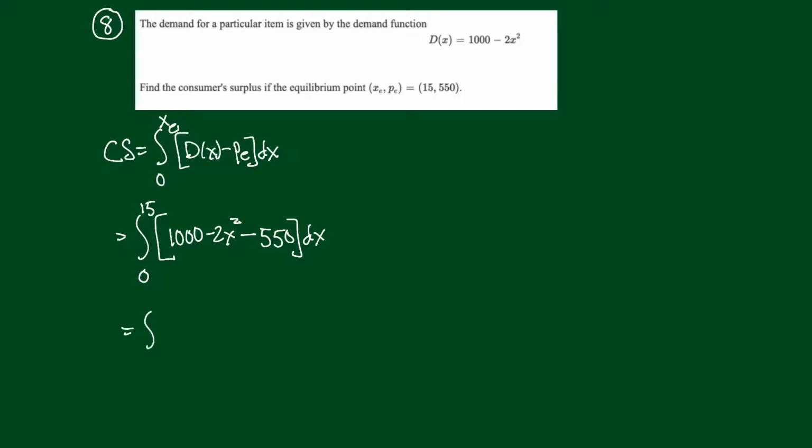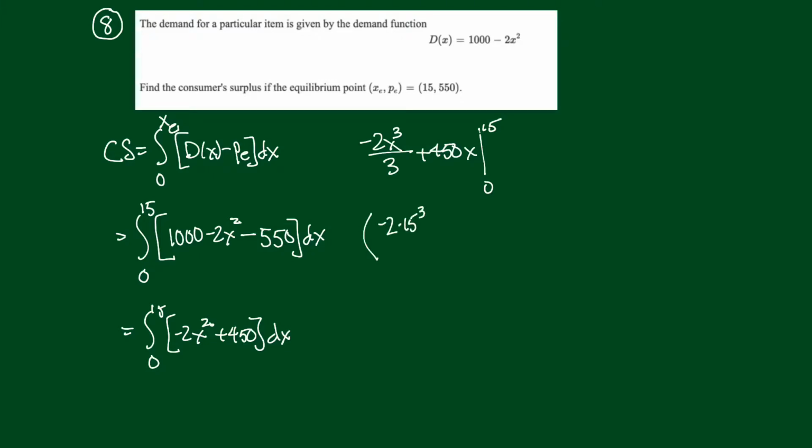We can simplify a little bit here, can't we? 0 to 15 of, how about negative 2x squared, and then 1,000 minus 550 is 450. So that's plus 450, all with respect to x. And now we'll integrate. So we will get negative 2x cubed over 3 plus 450x from 0 to 15. This will give us, put in that upper limit, negative 2 times 15 cubed over 3 plus 450 times 15 minus, put in the lower limit.